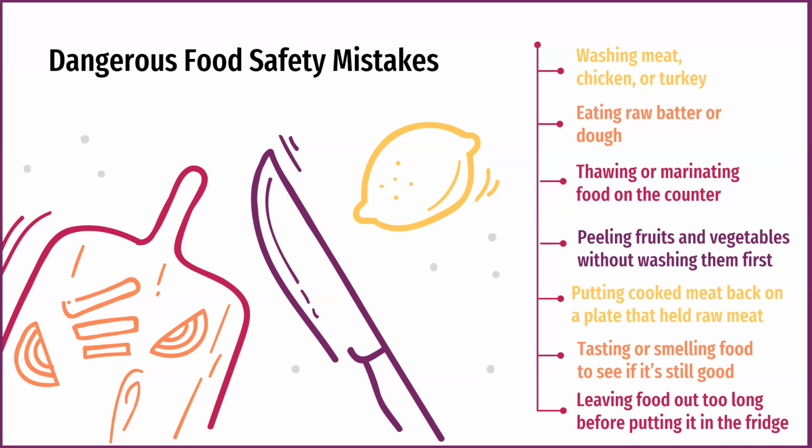And then leaving food out too long before putting it in the refrigerator. Harmful germs can grow in perishable foods, including meat, chicken, turkey, seafood, eggs, cut fruit, cooked rice, and leftovers, if you leave them out for 2 hours or longer. So make sure we put perishable foods in the refrigerator within 2 hours, or within 1 hour if the food has been sitting out in temperatures over 90 degrees.